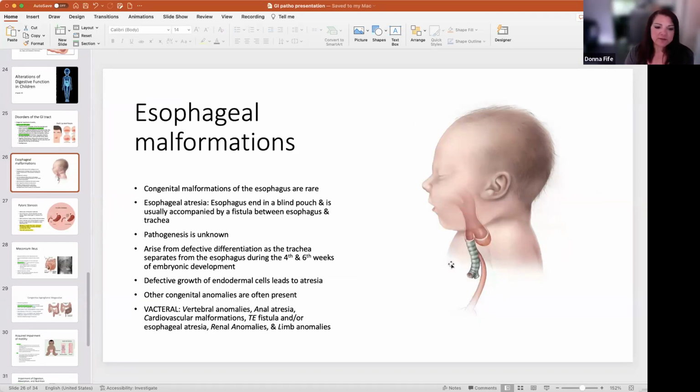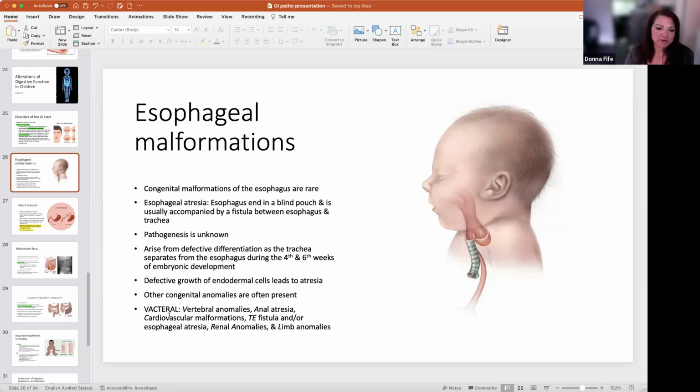It arises from a defective differentiation as the trachea separates from the esophagus during the 4th to 6th weeks of embryonic development. There's defective growth of endodermal cells that leads to atresia. And other congenital anomalies are often present when a patient has this esophageal malformation.